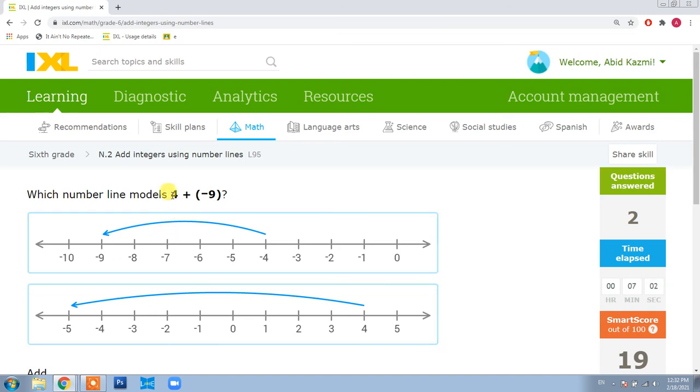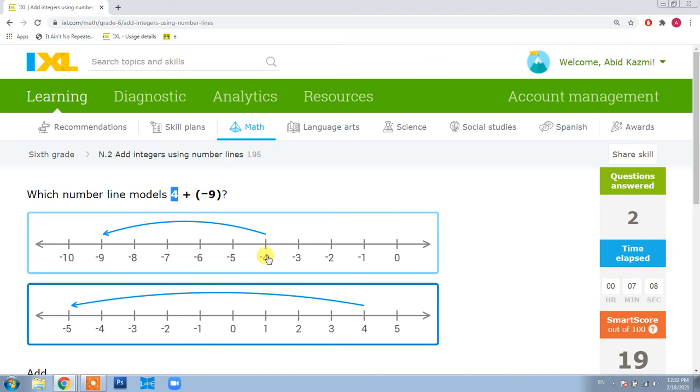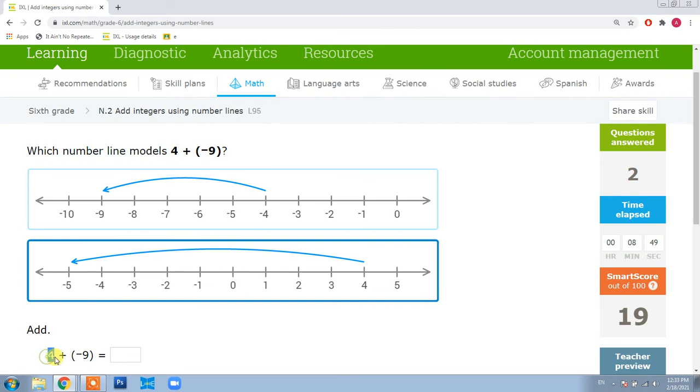Okay, so the first number is 4, so we should start with 4. This number line is starting with 4 and this one is starting with negative 4. So this is the right number line, and we need to take 9 steps towards the left, because then this is a negative 9. So towards the left 9 steps, this arrow is ending at negative 5. So that means positive 4 plus negative 9 should equal negative 5.